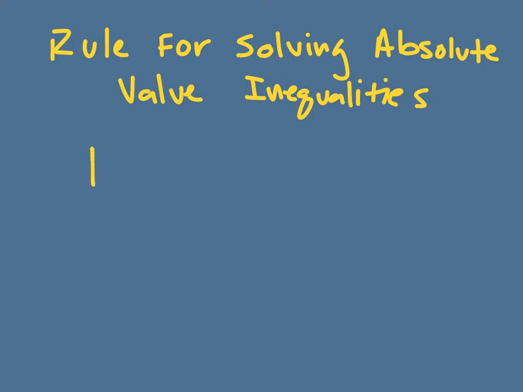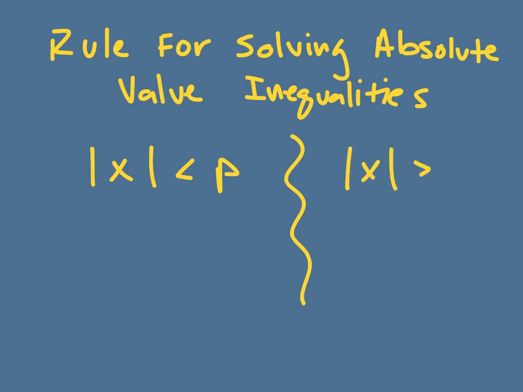All right, you're going to have the absolute value of x is less than p, or you can have the absolute value of x is greater than p. If you've got the situation where the absolute value of x is less than p, then you can separate this out and say that x is less than p and at the same time is greater than negative p, meaning that your value for x is between negative p and p.